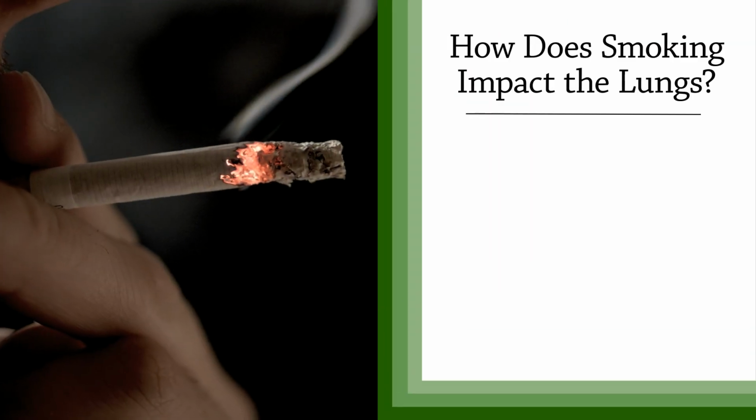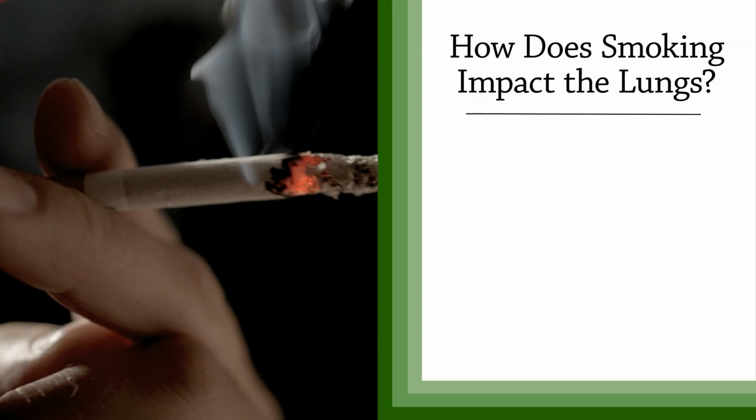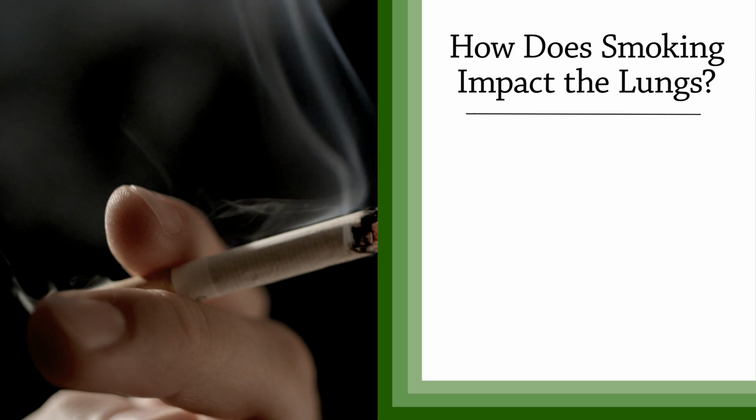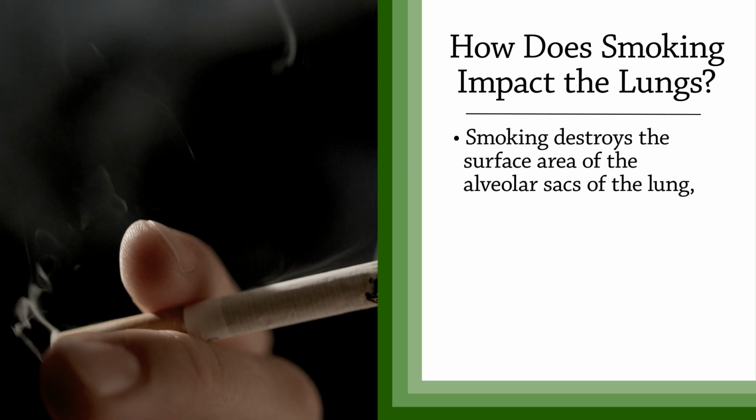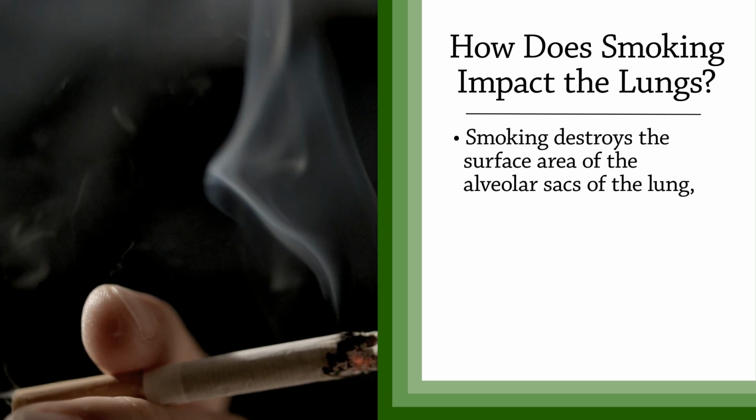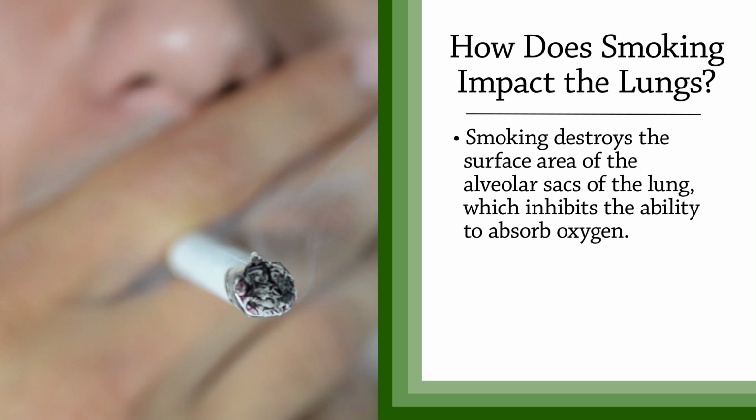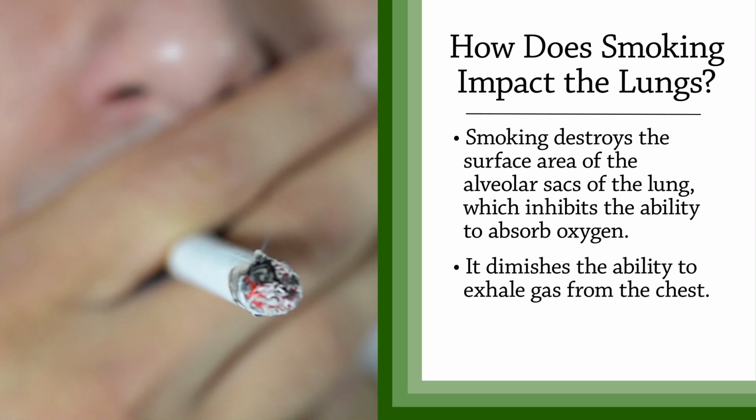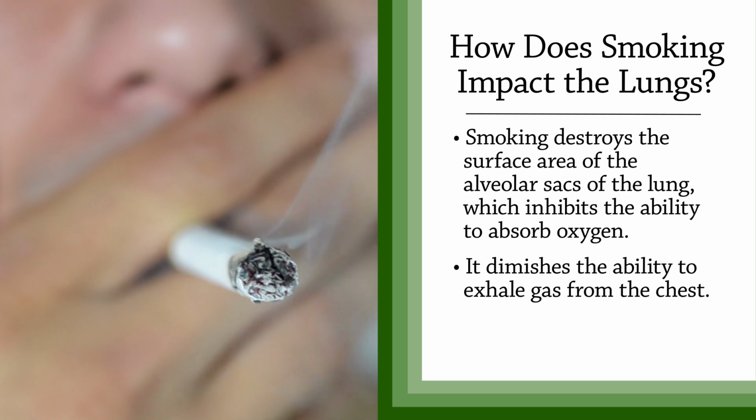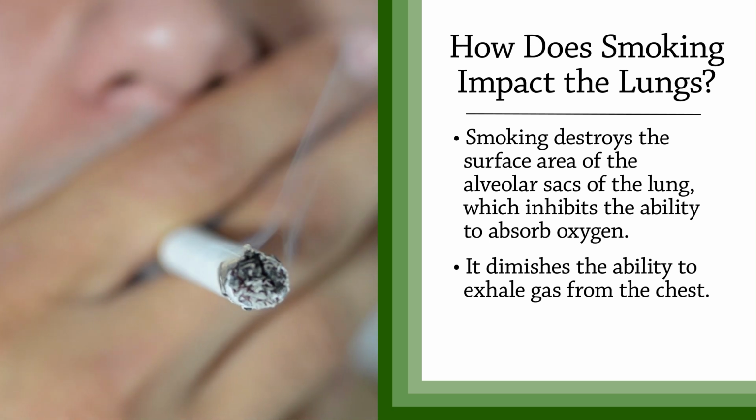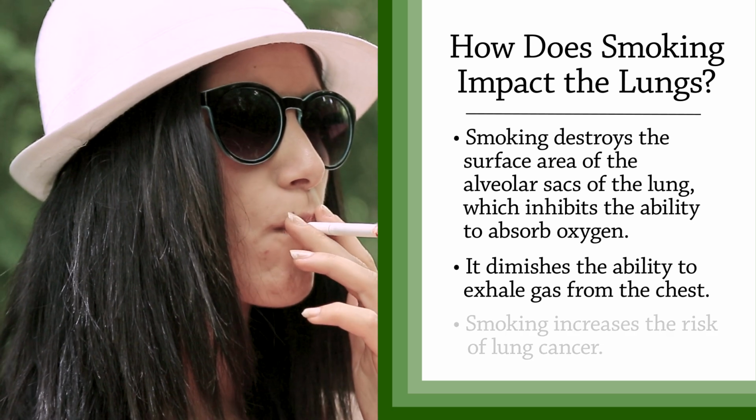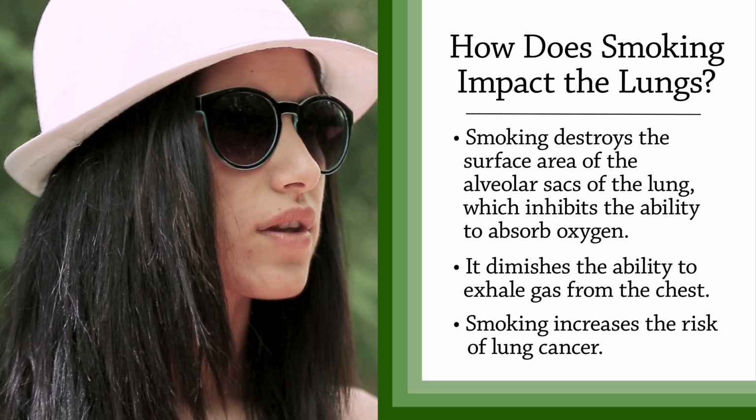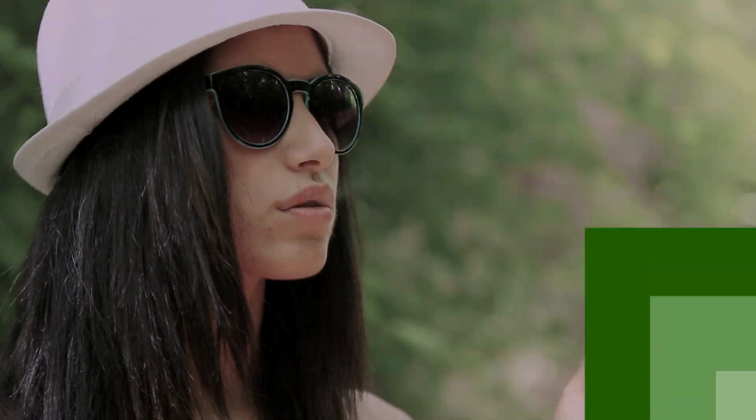How does smoking impact the lungs? Smoking adversely impacts lung function by destroying the surface area of the alveolar sacs of the lung, which inhibits its ability to absorb oxygen. Also, the elastic recoil, or the ability to exhale gas from the chest quickly, is diminished with years of smoking. But also, there's the obvious risk for lung cancer with smoking.